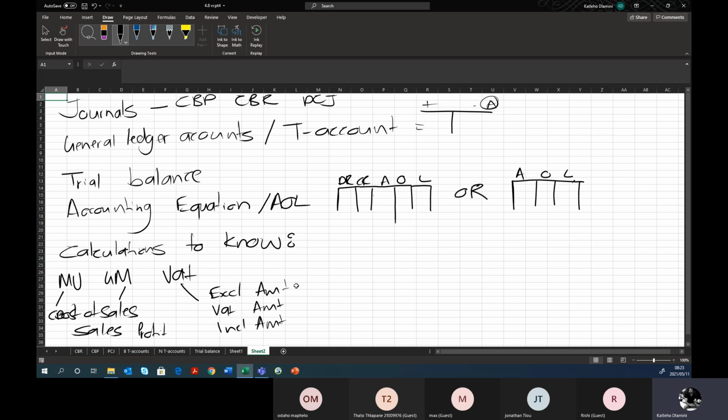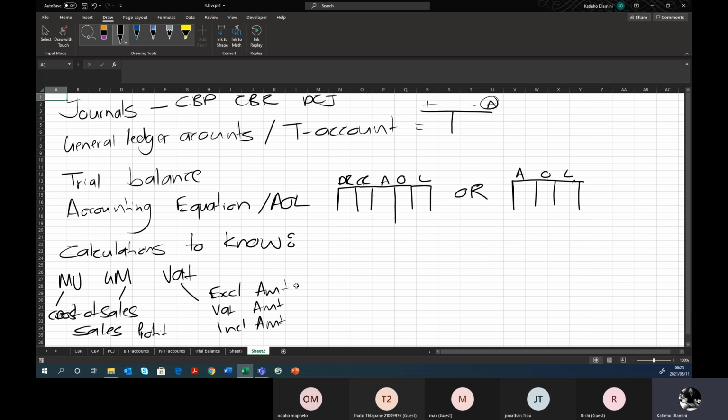So if they say VAT is included at 15%, you most likely have an inclusive amount. If they say plus VAT at 15%, you most likely have an exclusive amount. If at the top they say all amounts include VAT at 15%, inclusive of VAT at 15%, unless otherwise stated, then you most likely have inclusive amounts unless they otherwise state.